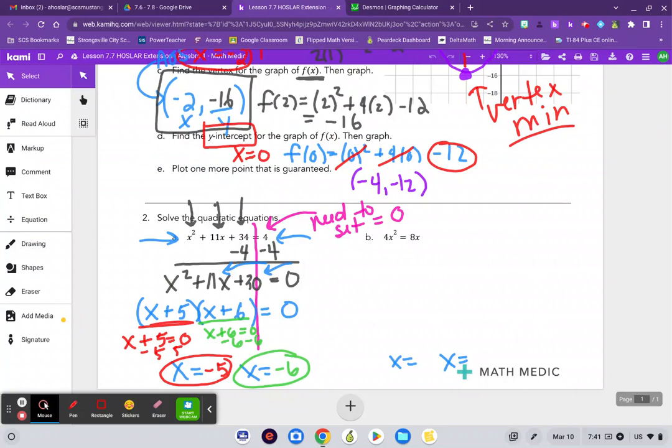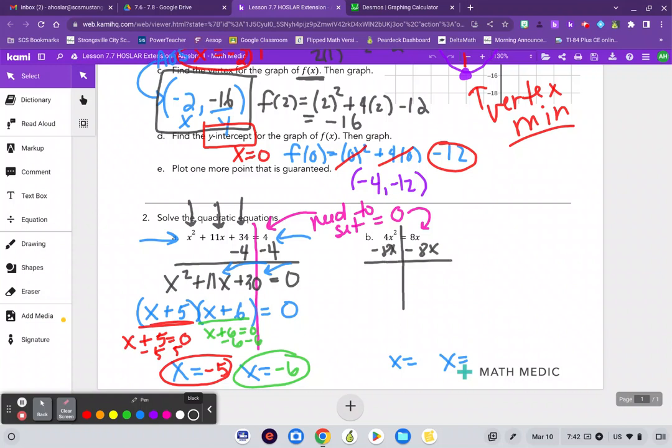So we can still use this factoring to help us find solutions as long as I'm set equal to 0. So let's do this one over here. Again, I'm able to factor as long as I'm set equal to 0, so I need to set equal to 0. That means I need to subtract this 8x on both sides. Now, the 4x squared and the 8x cannot be combined. They are not like terms. And so I'm just going to rewrite 4x squared minus 8x equals 0.